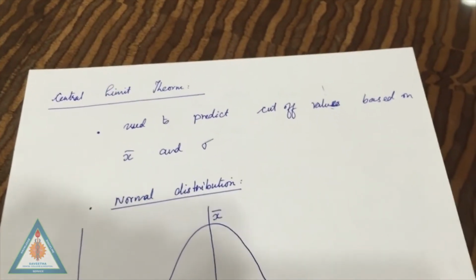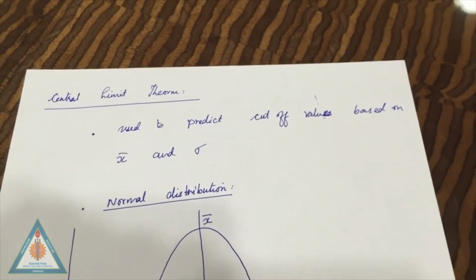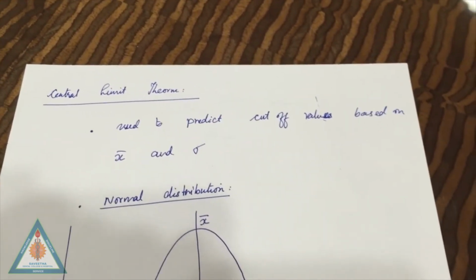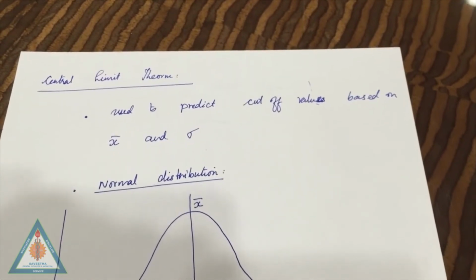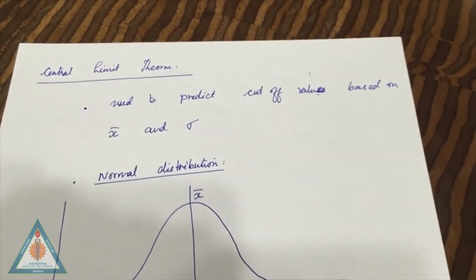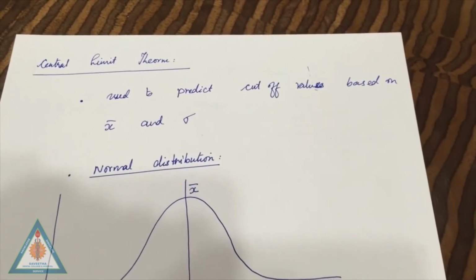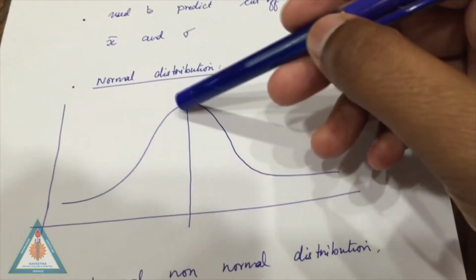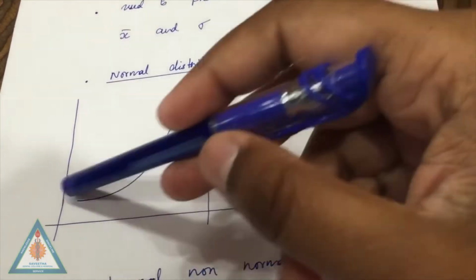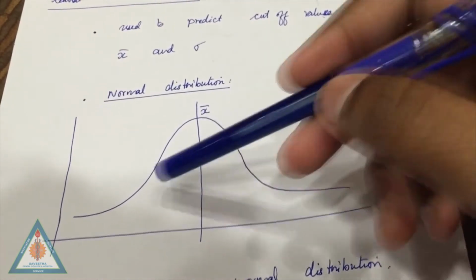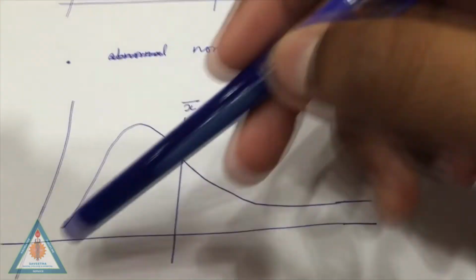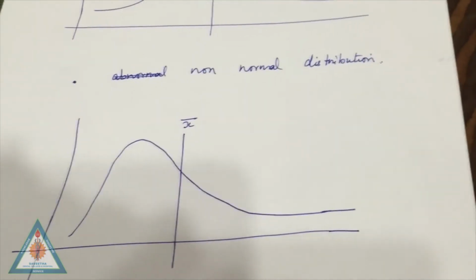When we learn about standard deviation, another important statistical concept to be covered would be the central limit theorem. This is useful to predict cutoff values based on the mean and standard deviation of any group. However, the central limit theorem is only applicable to normal distribution. A normal distribution is a group in which all the values are evenly distributed above and below the mean, meaning there is no outlier in the data. Whereas a non-normal distribution would be such that the data is not symmetrically distributed around the mean.